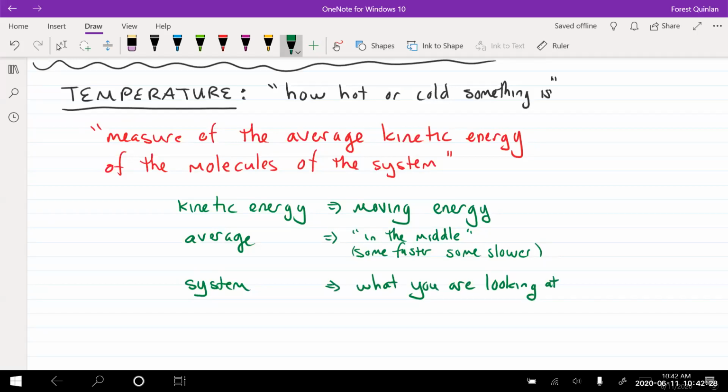So whether you're looking at the temperature of water, the temperature of the chair you're sitting on, the temperature of your coffee, the coffee is your system. The chair is your system. The water is your system.